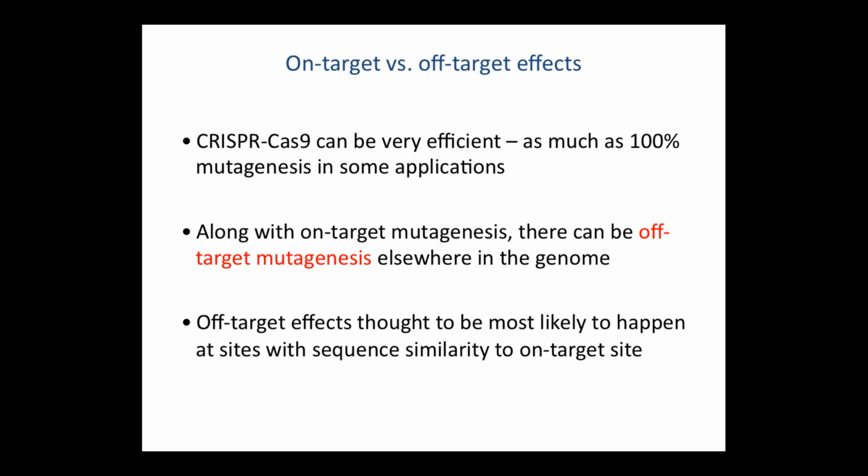Accordingly, several web servers have been developed that allow you to enter your on-target site and search through the genome for potential off-target sites, with a small number of mismatches to your on-target site. This can be helpful in prioritizing among several candidate guide RNAs for a project, as you may wish to choose the guide RNA that seems to have the least potential for off-target effects.